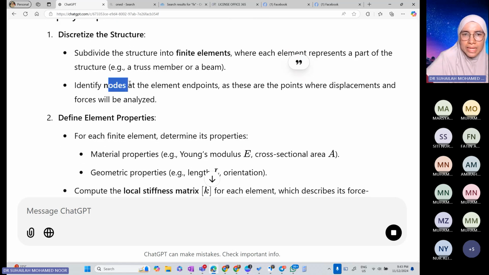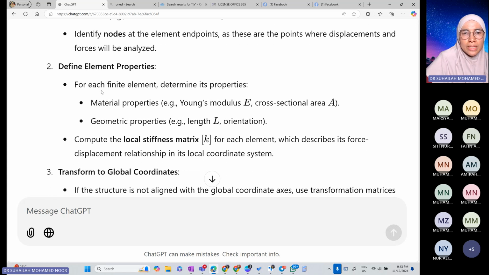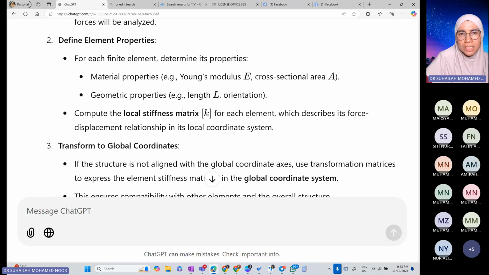Identify nodes. Identify nodes at the element endpoint. Satu elemen adalah gabungan dua nodes. Okay, so dekat setiap node tu nanti kita akan check for degree of freedom. Degree of freedom. Okay, dia ada dua jenis properties dalam structure yang we have to understand, dan kita dah buat benda ni dalam flexibility method juga. In flexibility method, kita always apply, kalau for beam and frame, we apply EI. EI tu is the properties.